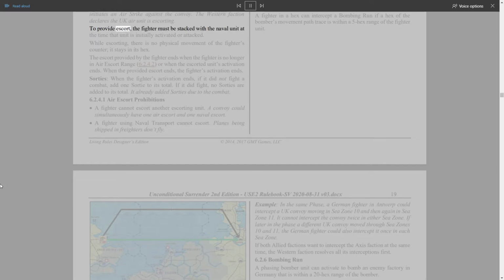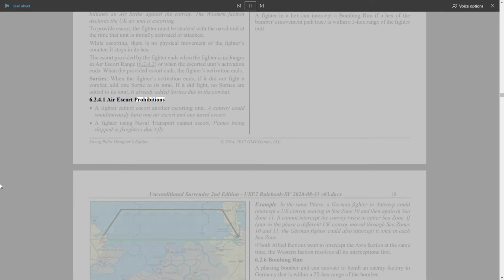To provide escort, the fighter must be stacked with the naval unit at the time that unit is initially activated or attacked. While escorting, there is no physical movement of the fighter's counter; it stays in its hex. The escort provided by the fighter ends when the fighter is no longer in air escort range 6.2.4.2, or when the escorted unit's activation ends. When the provided escort ends, the fighter's activation ends. Sorties: when the fighter's activation ends, if it did not fight a combat, add 1 sortie to its total. If it did fight, no sorties are added to its total. It already added sorties due to the combat.